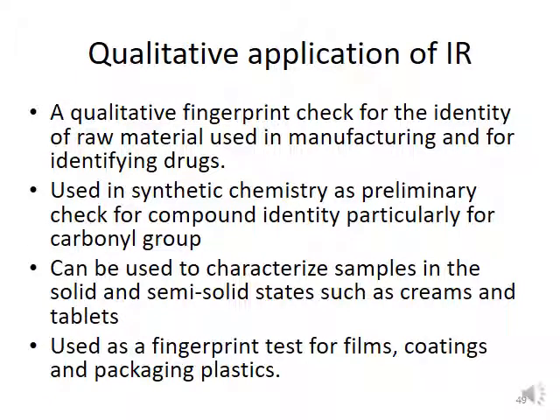Okay, so next is the qualitative fingerprint. This is what I mentioned just now: the fingerprint check for identity of raw material. Basically, each sample will have a fingerprint. When we try to match the content of the sample, we can simply determine whether the raw material is the same or not. So we can detect it, or we can assume it as a fingerprint check.